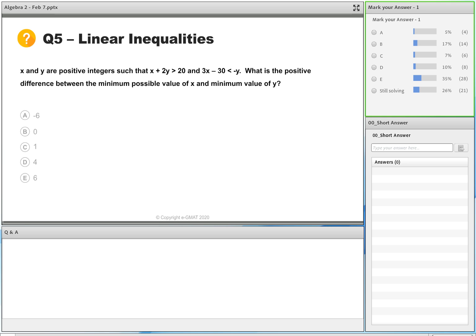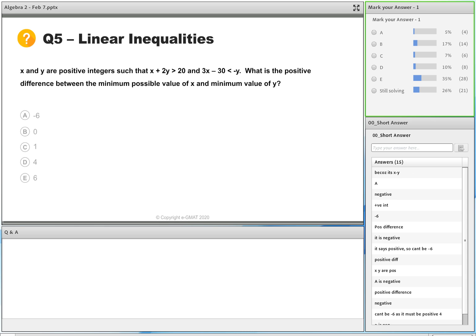I want you to tell me, just looking at the question, why can A not be the answer? Why can A not be the answer? Even before I ask that question, MG tells me it says positive, and that's the best thing, making that connection, that what question do I want to ask. That's really great to see. Yes, -6 can never be the answer because I need to calculate the positive difference between the maximum values of x and y and the minimum values of x and y. So A can never be the answer over here. All right, thank you for your answers, guys.